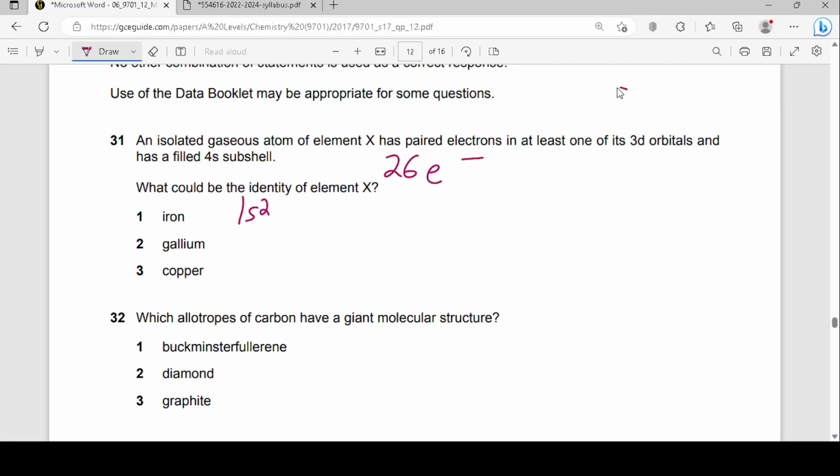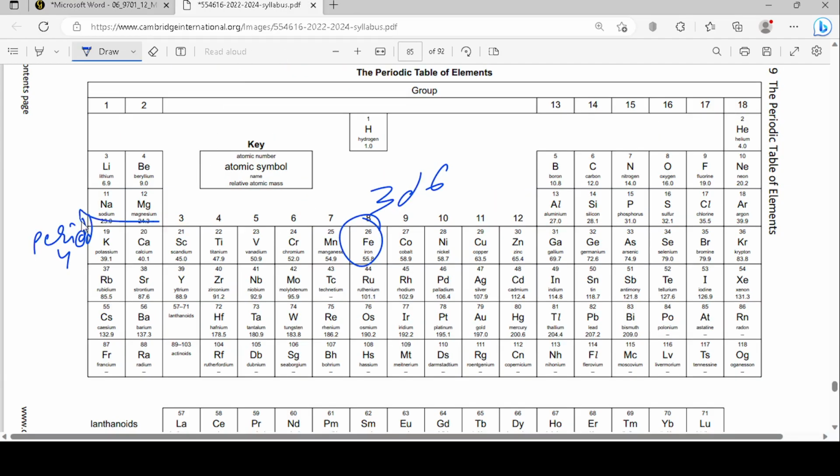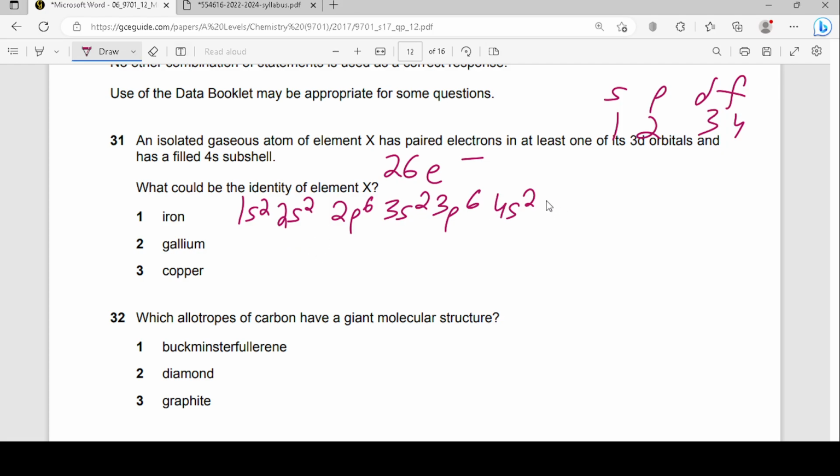If I write down its electronic configuration, it's 1s2, 2s2, 2p6, 3s2, 3p6, with 4s2 because before that you have 4s2, and then you have 3d6, right? So 4s2, 3d6, and let me see if it all adds up to 26 electrons. 2 plus 2 plus 6 plus 2 plus 6 plus 2 plus 6 is 26. Okay, so that's the electronic configuration of iron.